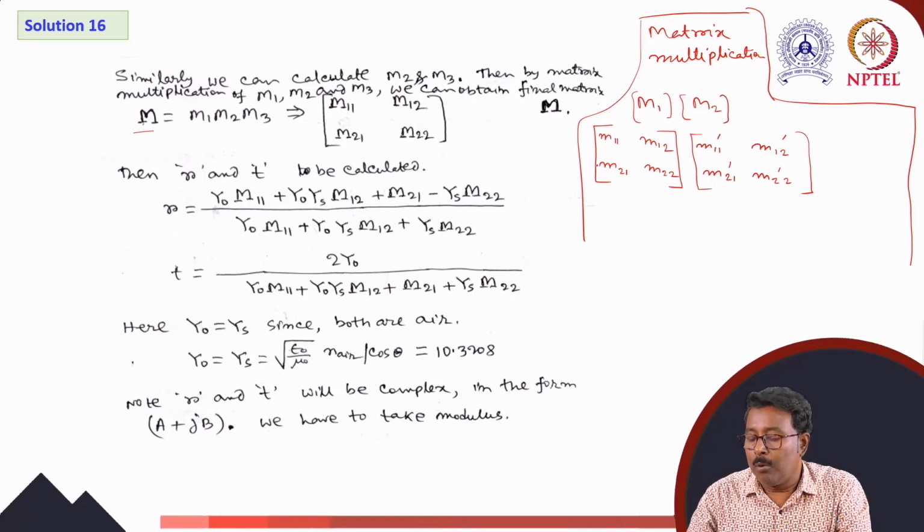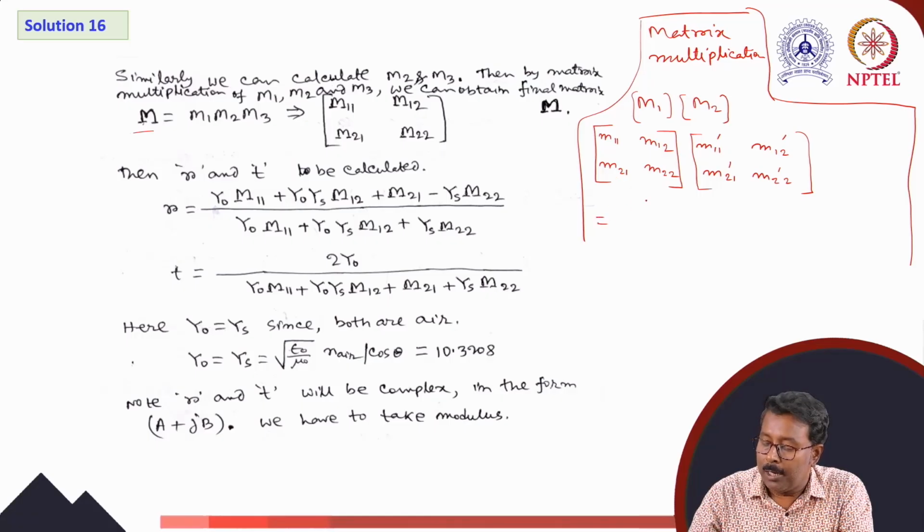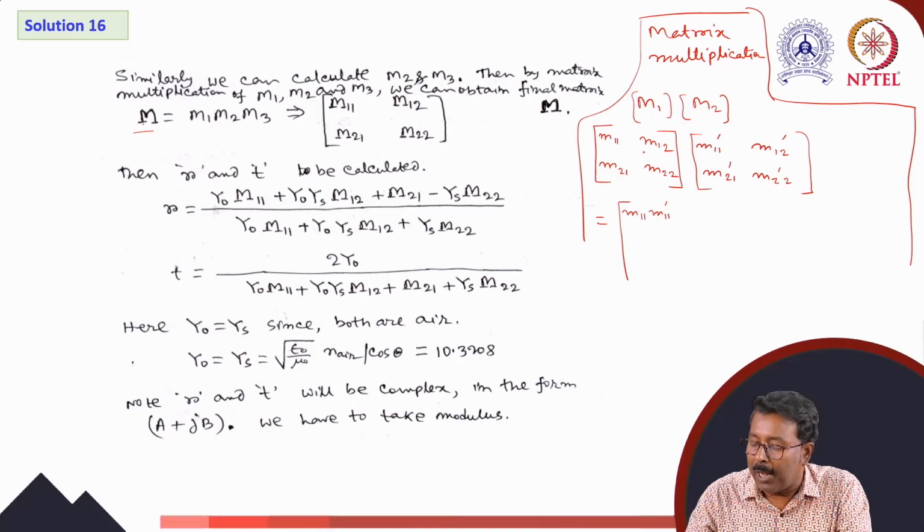Otherwise, the number of columns of one matrix and the number of rows of the other matrix must be equal. But it is 2 by 2, so no issue. So this will be nothing but m11 into m11 dash plus m12 into m21 dash. This will be the first element.